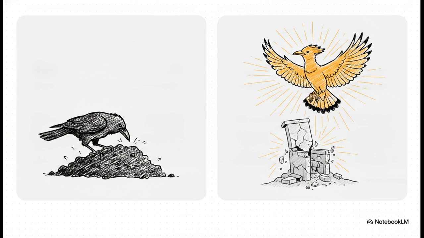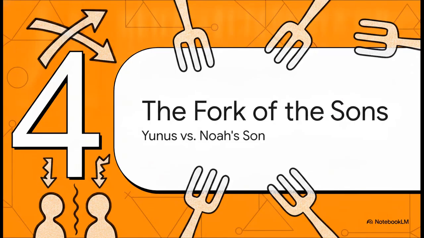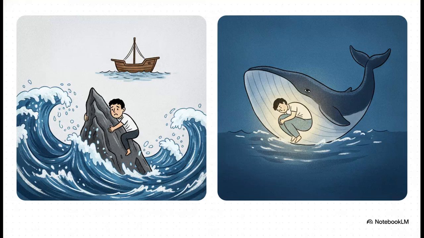But the hudhud, the hoopoe bird? It operates on the I9 path. It doesn't bury anything. It reveals. It returns with absolute I9 certainty to deliver sure news that literally topples a sun-worshipping empire. This brings us to Section 4, the fork of the suns, Yunus versus Noah's son. Let's compare Yunus, or Jonah, with Noah's son.